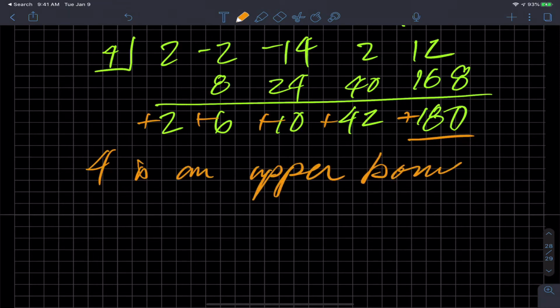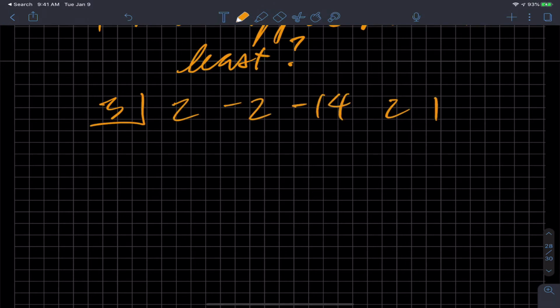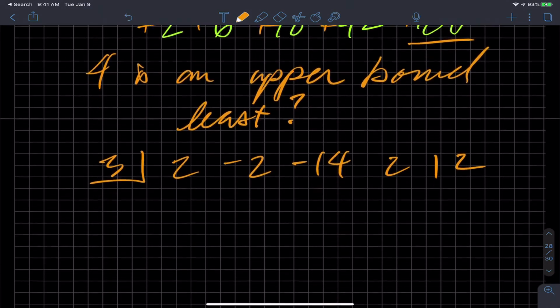Now, is it my least upper bound? I don't know. What's the next number to try? 3. So let's try 3. If it becomes an upper bound, then 4 is not my least. So 3, what was it? 2, negative 14, 2, and 12. Let's go check. Yep.